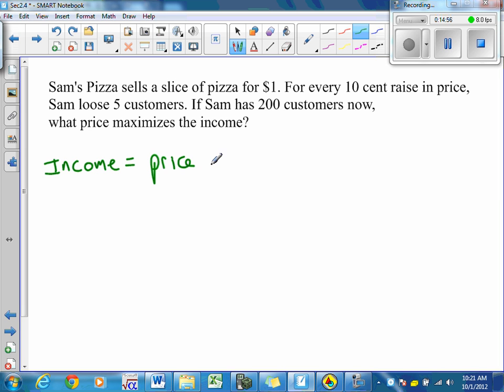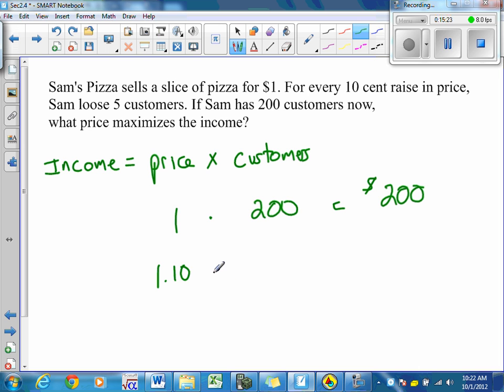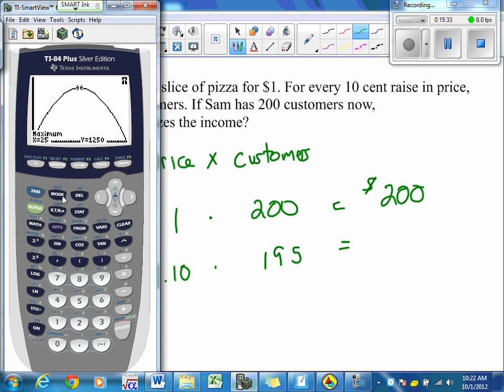But let's say he increases the price 10 cents. Then he would make $1.10, but he'd lose 5 customers. He would only have 195. What's that do though? 1.10 times 195 is $214.50. So by raising the price, he actually made more money. Now he lost some customers, but he made money. So our question is, how do we balance that out? How do we maximize the income?